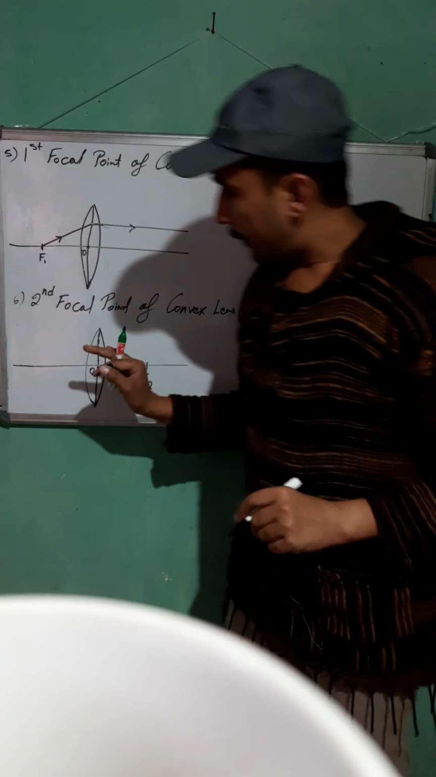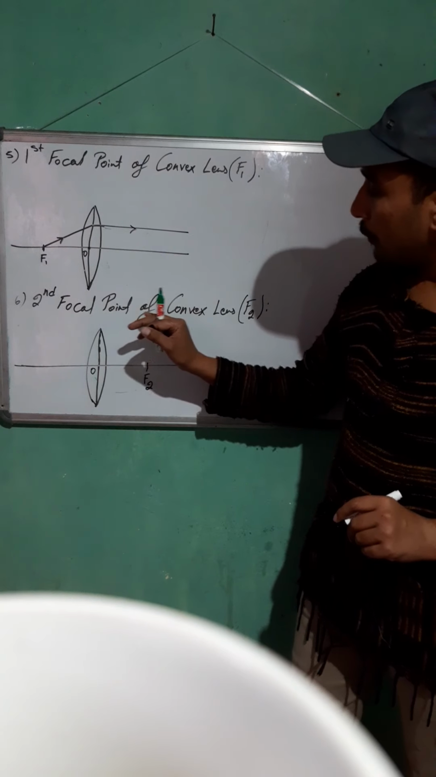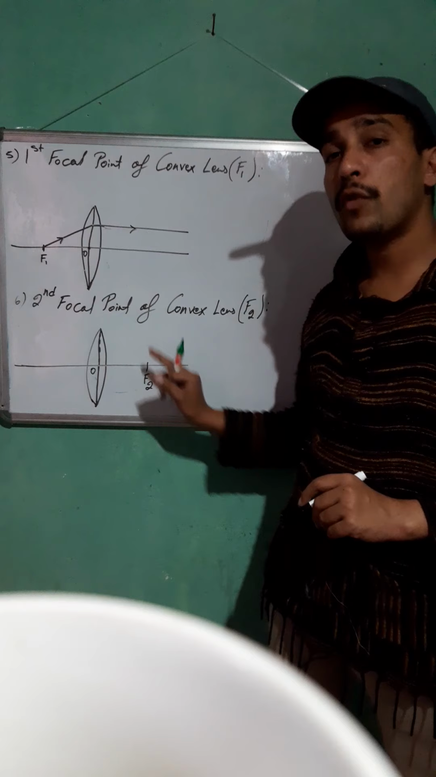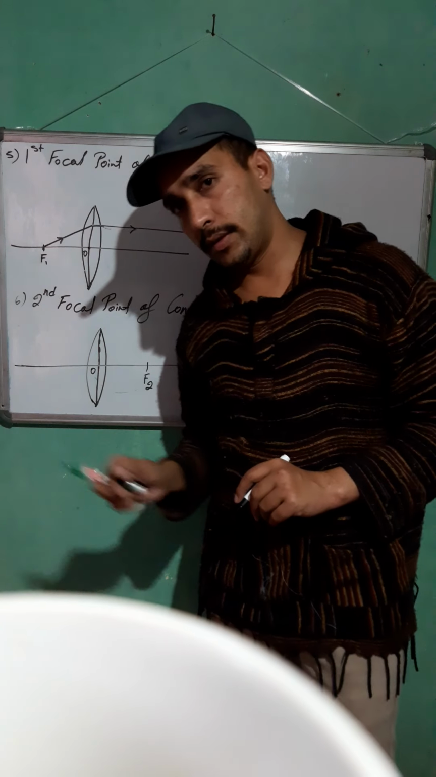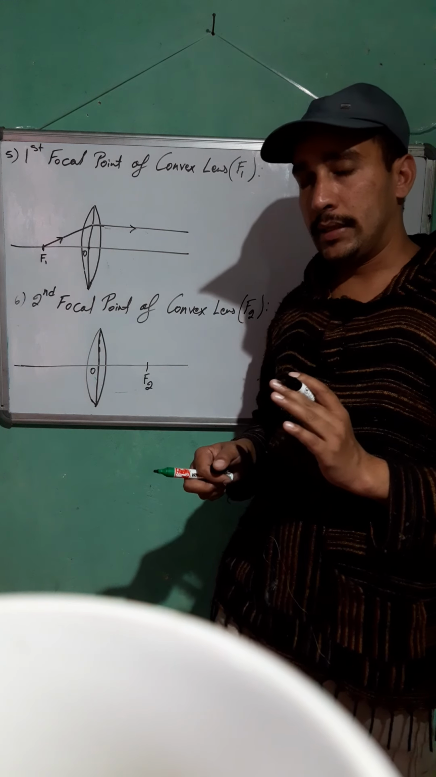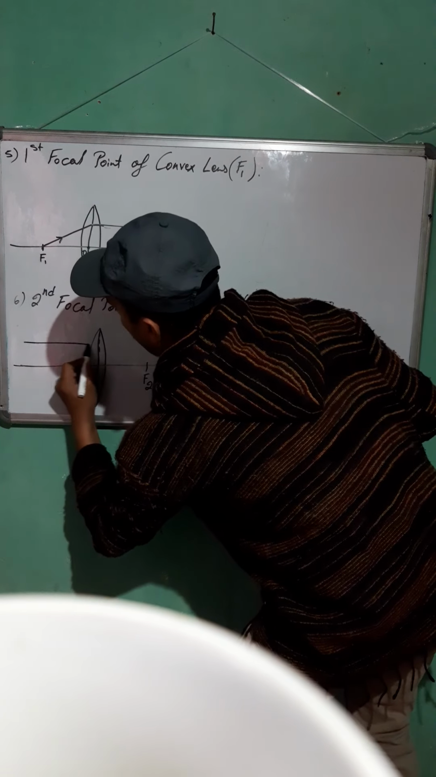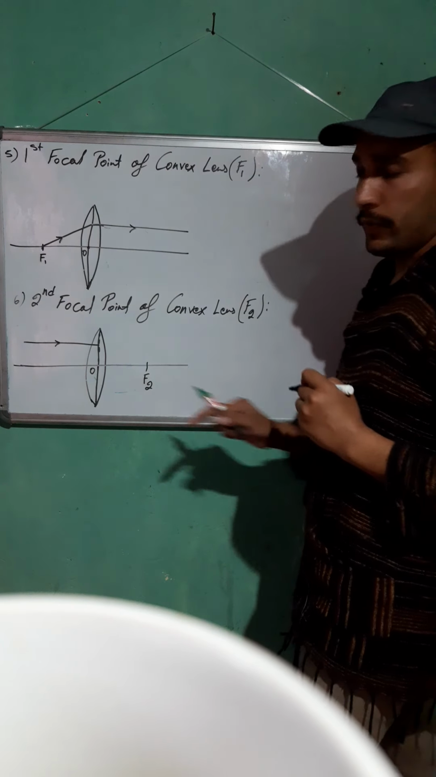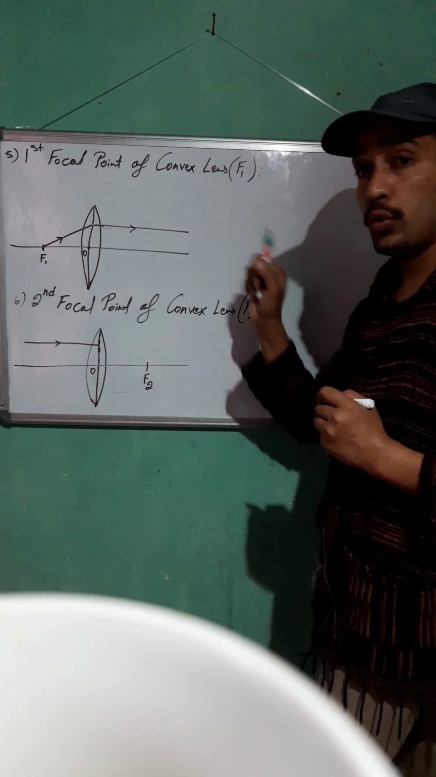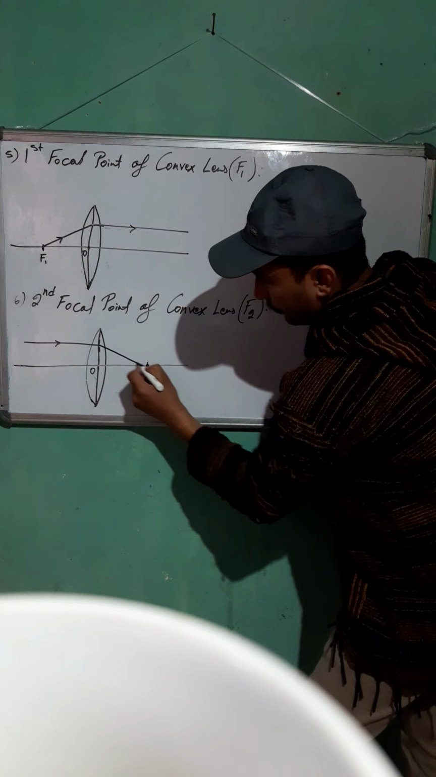Okay, so F2 or the second focal point of convex lens is a point on the principal axis of that lens such that a ray of light coming parallel to the principal axis, suppose if a ray of light comes parallel like this, after refraction passes through that point. Through that point means through this point.